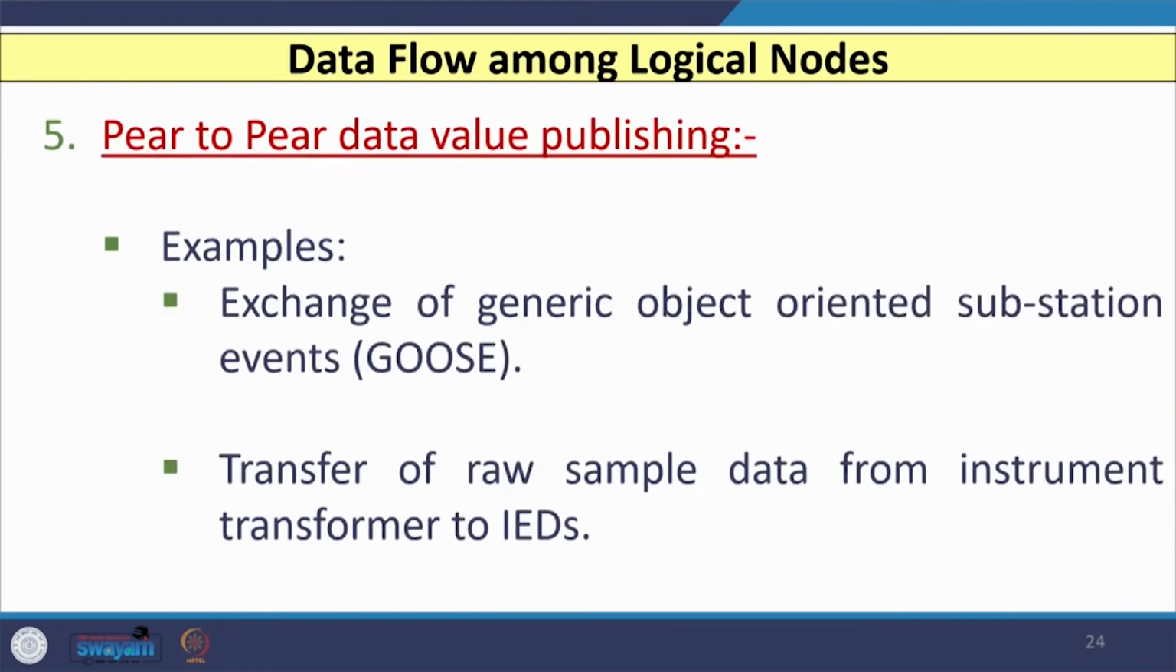The best example of peer to peer data value publishing is the exchange of information through GOOSE messages or events, which is known as generic object oriented substation events. The second example is the transfer of raw sample data from any current transformer or CVTs, that is instrument transformers, to IEDs or any PMU or digital relays. This is the second example of peer to peer data transfer.